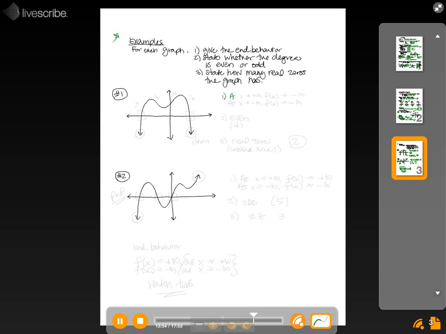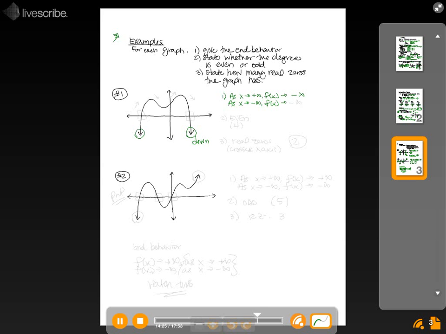End behavior is always going to be the same thing. As x approaches positive infinity, f of x is going to, and we're going to fill in the rest of that. That's the right-hand side, and then we go with the left-hand side. As x goes to negative infinity, f of x goes to, we're going to fill in the left. So let's look at our graph. First one is the right-hand side. It's pointing down. Okay, if it's going down, we fill it in with negative infinity.